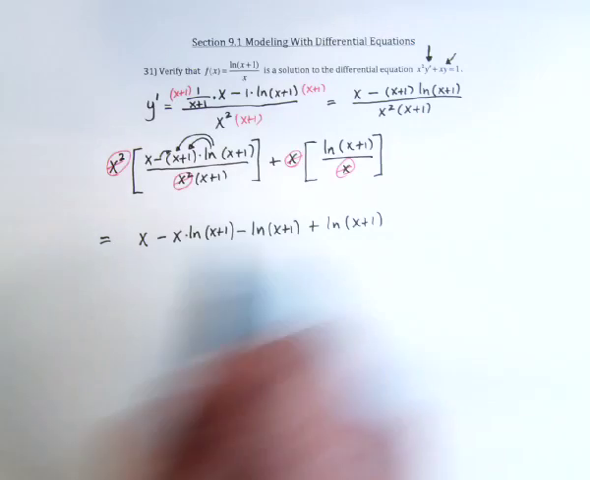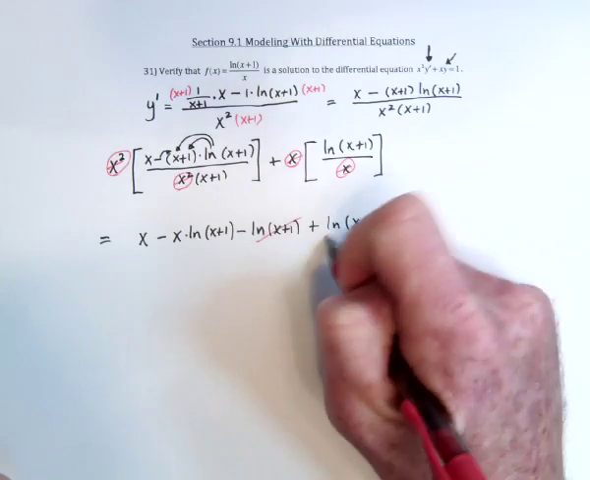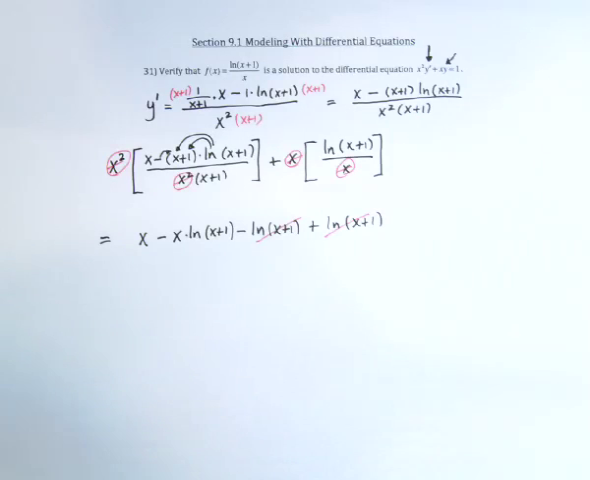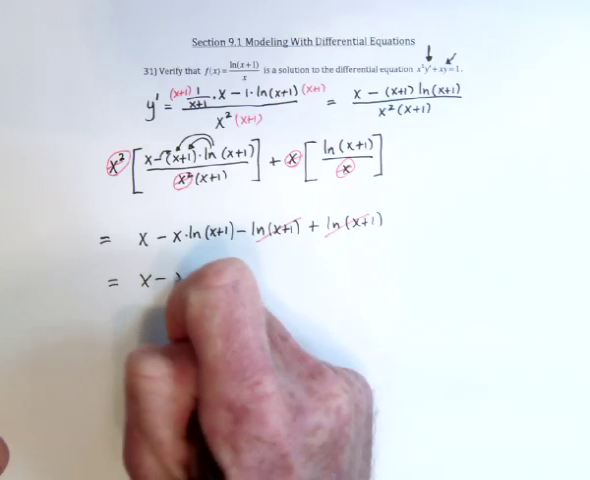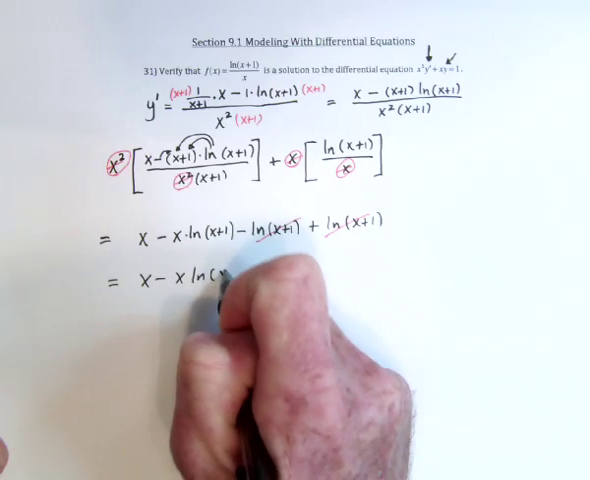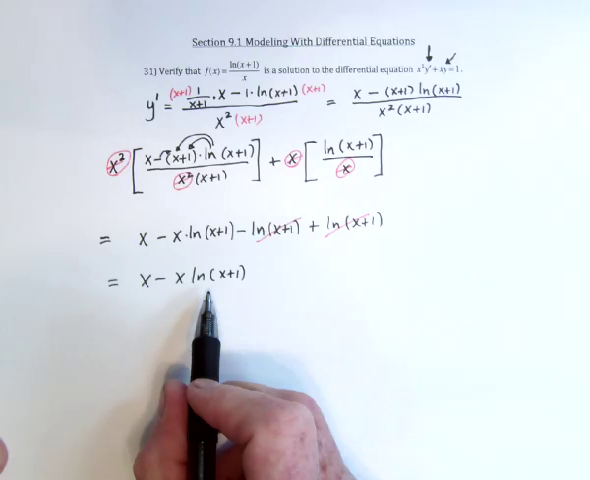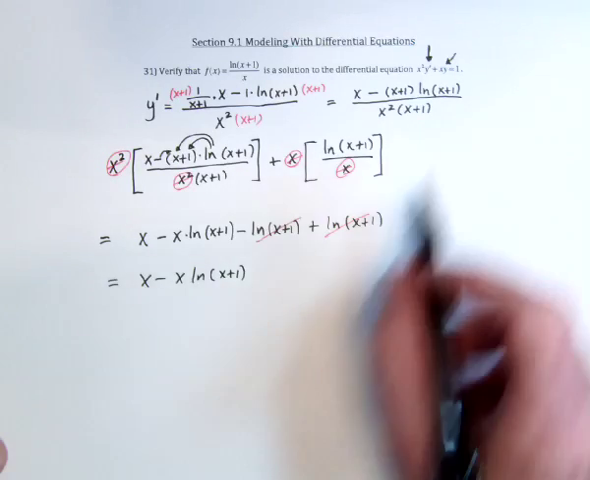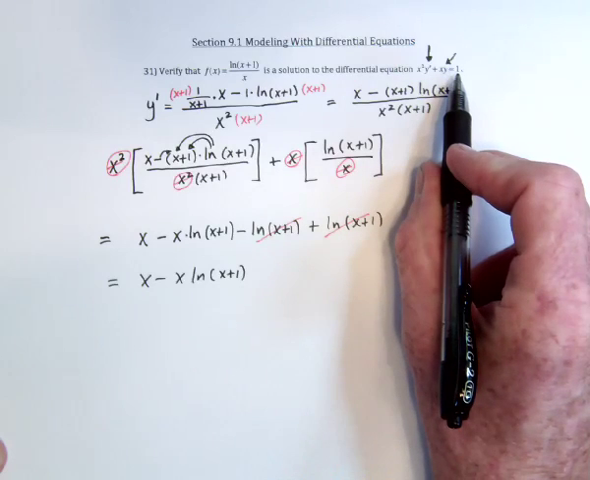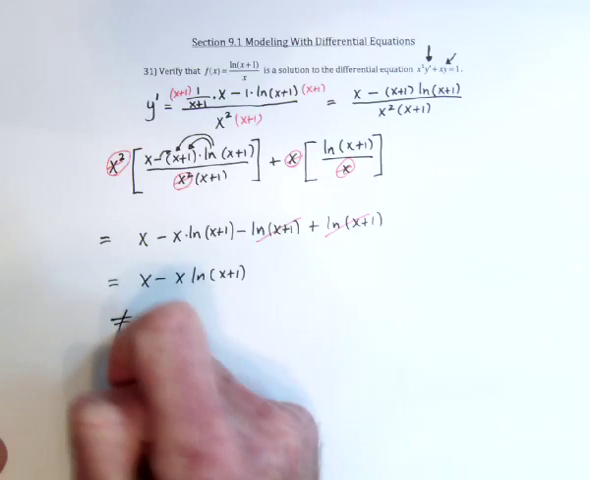And then we've got a couple of things canceling. And we're left with x minus x natural log of x plus 1. Nothing else can cancel. You could factor out an x, but it's not going to cancel. Over here, we were promised that everything was going to cancel and just leave a 1. It's not true. That doesn't equal 1.